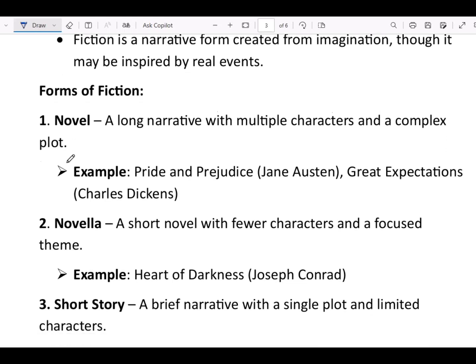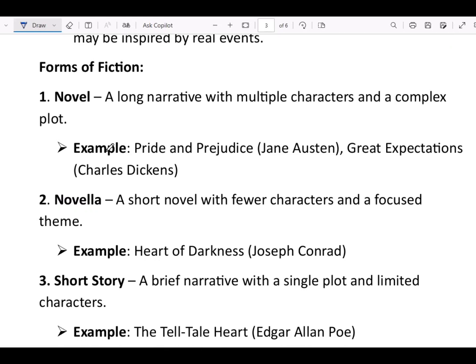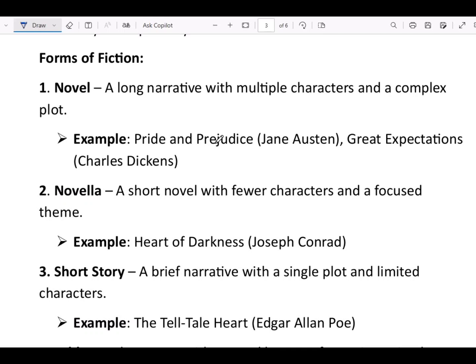So first there is the novel. How will we know it is a novel? We all must have read about novels, but do we actually know the characteristics of a novel? If someone asks us how we'll know that it is a novel, for that we have to know the characteristics of the novel. A novel is a long narrative with multiple characters and a complex plot. For example, Pride and Prejudice by Jane Austen, Great Expectations by Charles Dickens, and there are so many examples of novels. But a novel is a long narrative work with multiple characters and a very complex plot, meaning one story leads to another.